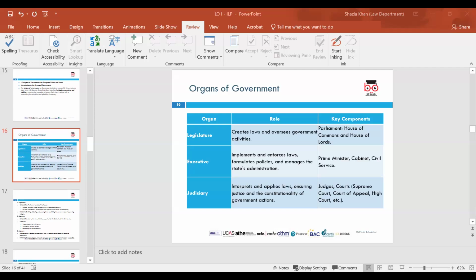And then you've got the executive, who implements and enforces the law, which is the Prime Minister and Cabinet. And then you've got the judiciary, who interprets the law. Things like the judges, they interpret the law in court. And they are the ones that will take on board what the court says to ensure that there's justice in regards to that. And that is judges and courts and things.